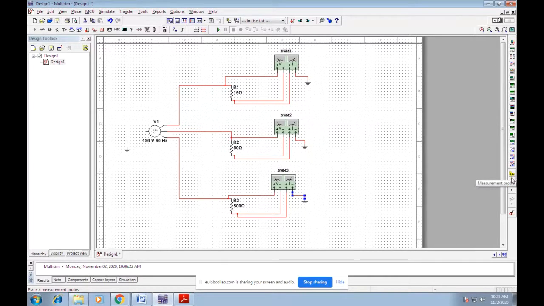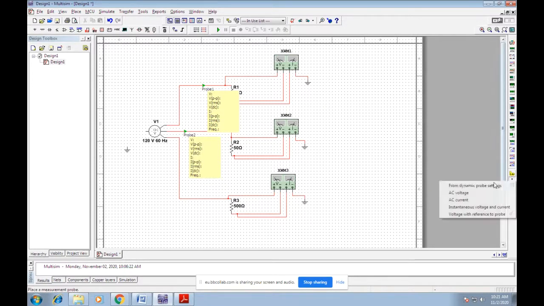This one. Okay. So if you click this, for the dynamic probe, from dynamic probe settings, you have to use the first option. So click this and place it on the first part. Similarly, click the same from dynamic probe settings and select it on the second one. Similarly, the third one from dynamic probe settings, this is the third probe, probe 2.